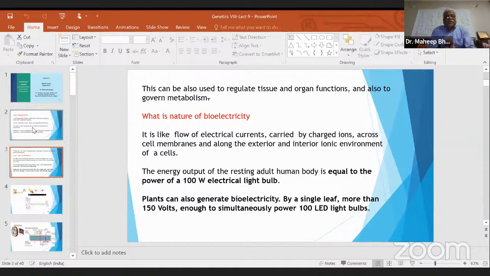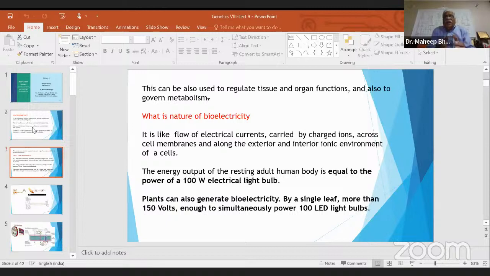Well, what is the nature of bioelectricity? It is like the flow of electric current in wires, but it is carried by charged ions, plus charged ions and negative charged ions, across the membrane. As I already explained, the cell consists of an outer periphery or membrane, and that membrane is made up of protein and lipids, and there are small spaces known as ion channels. These ion channels are responsible for regulating the exchange of ions between the outside and inside of the cell, and this is very important for the survival of a cell.